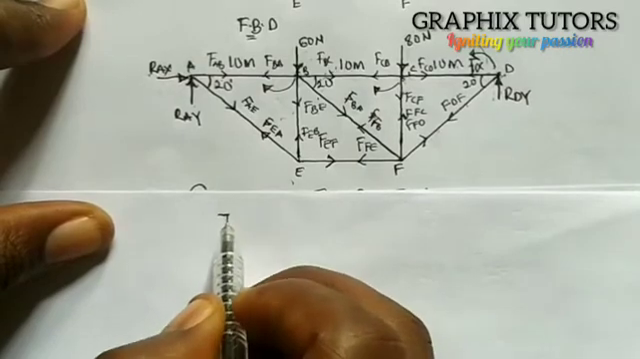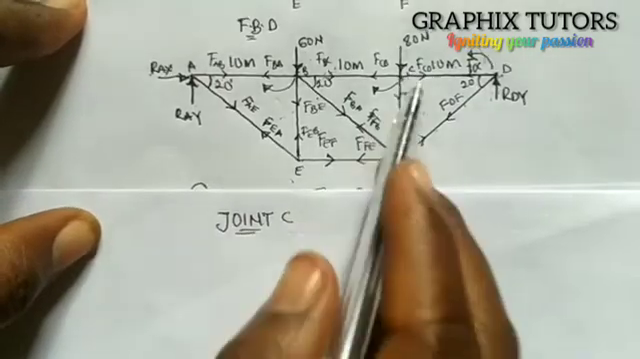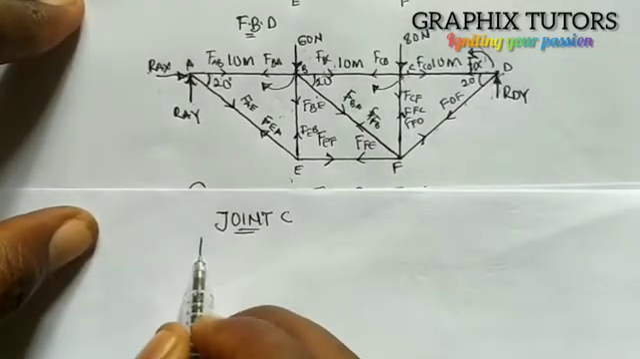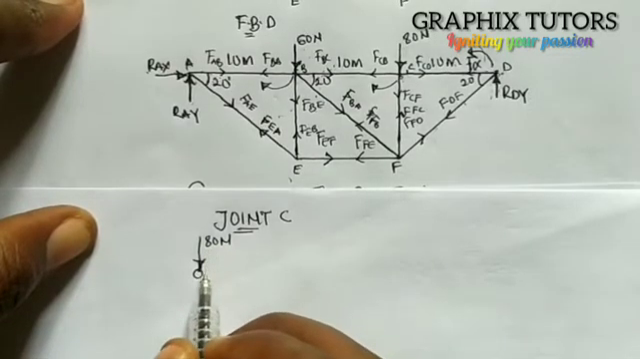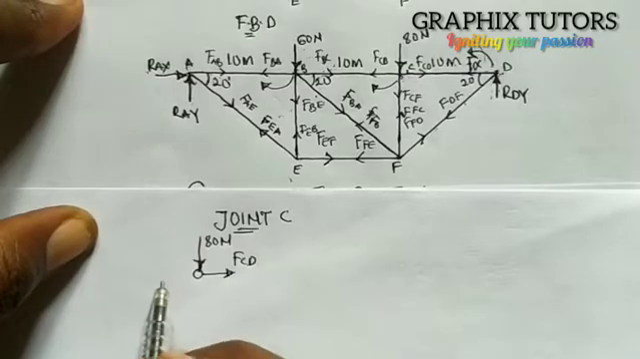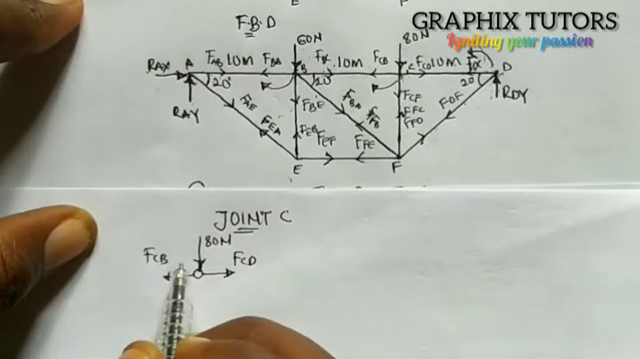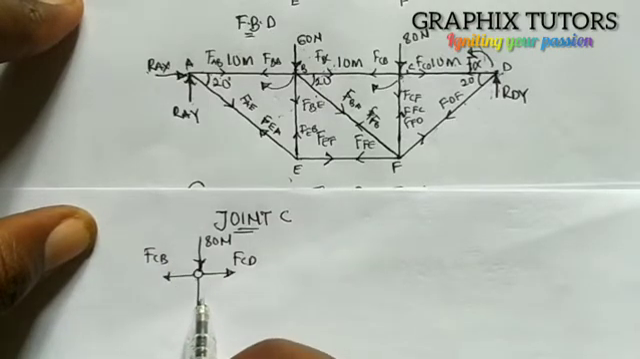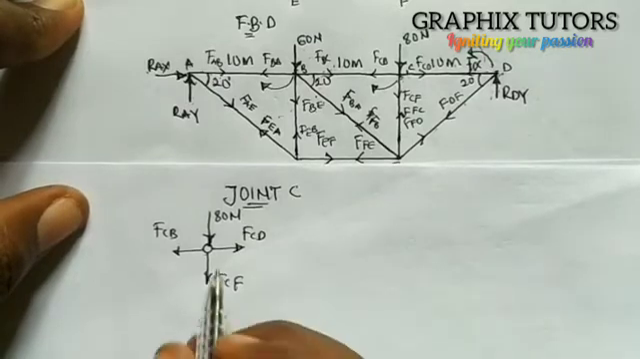For joint C, I'll draw it out. I have this here, coming inward in the name of 80 Newton, and this going outward here in the name of FCD, and this coming here in the name of FCB, and this coming down here in the name of FCF. I'm talking about this point here. So we use our joint analysis.